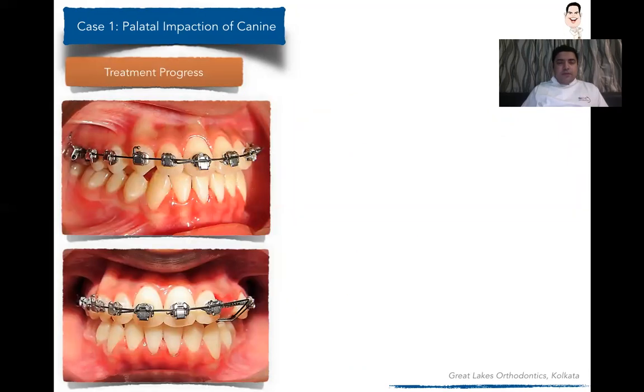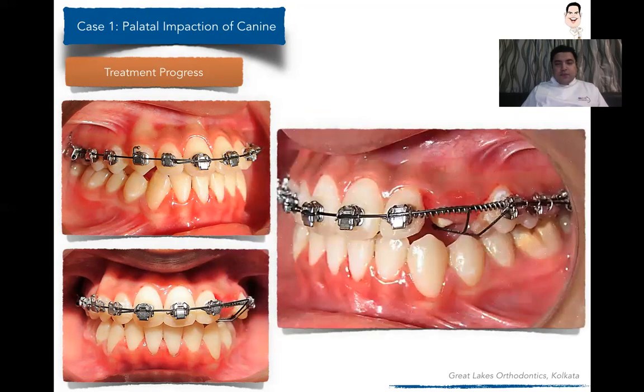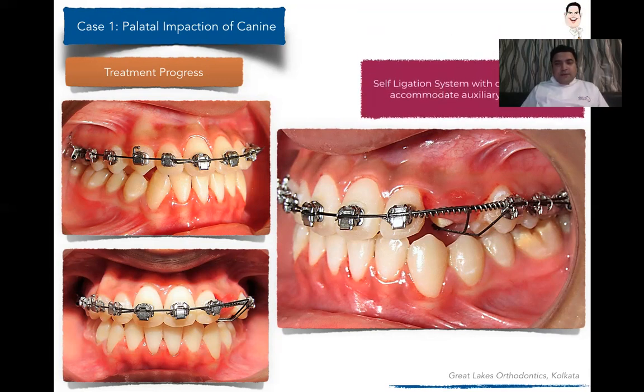So we'll now go into the treatment progress. That's a self-ligation system in place. So what do we exactly do? This is a stage in which we are bringing down the canine. That's the auxiliary arch wire in place, along with a coil spring, which is used to create adequate space for the canine to come out into light. So that's basically a self-ligation system.